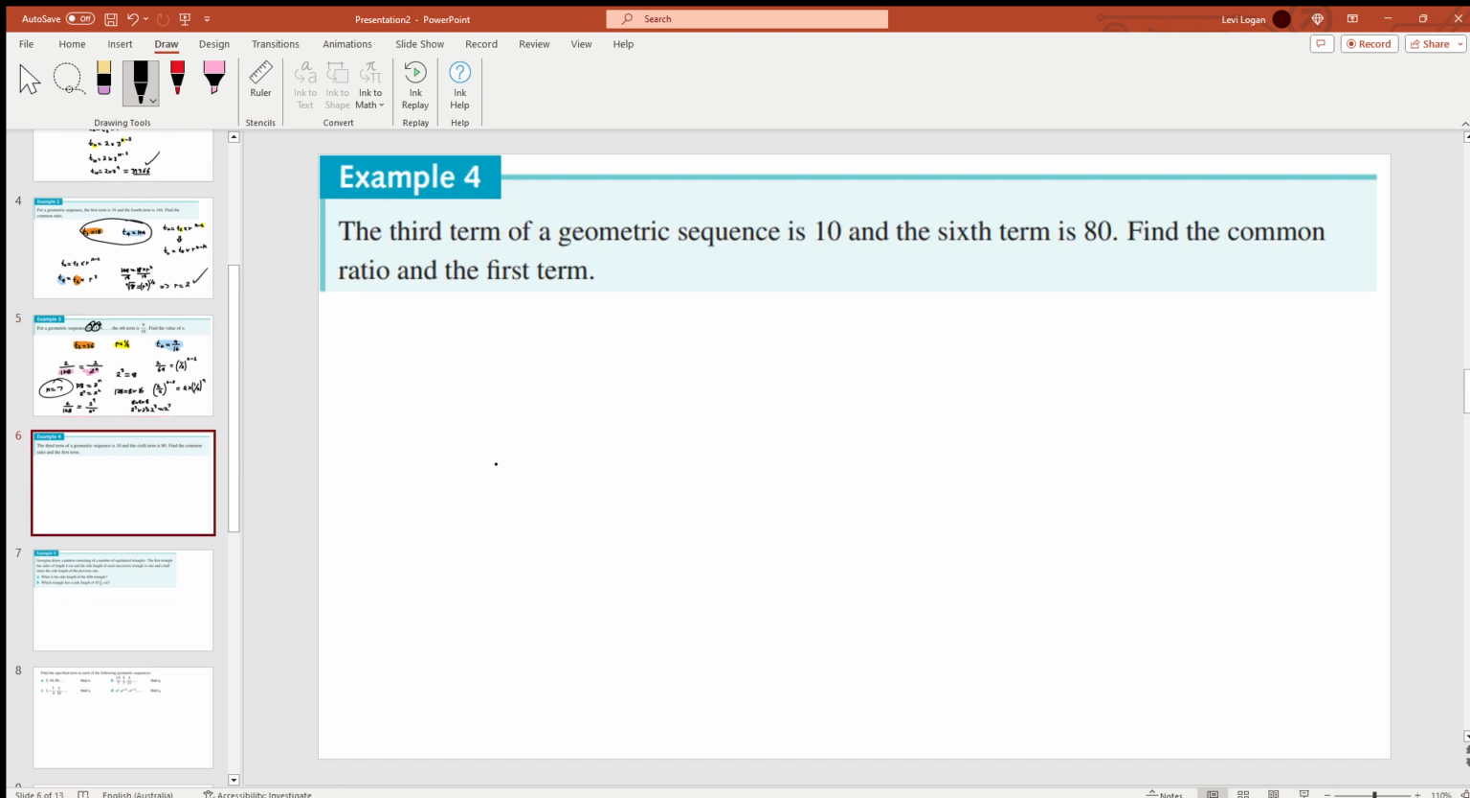Okay, so the third term of a geometric sequence is 10, and the sixth term is 80. Find the common ratio and the first term. So in this scenario here, we can't really use this formula. The reason why is because we haven't been given the first term, but we can update this to our previous formula that I've mentioned earlier.